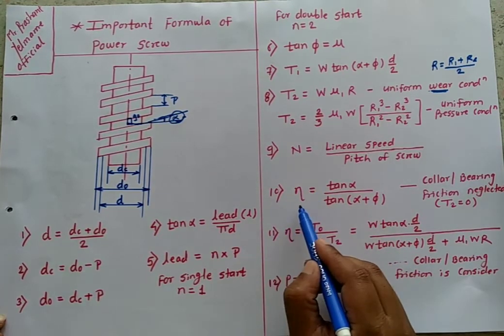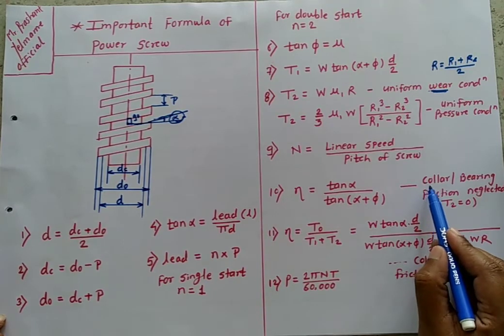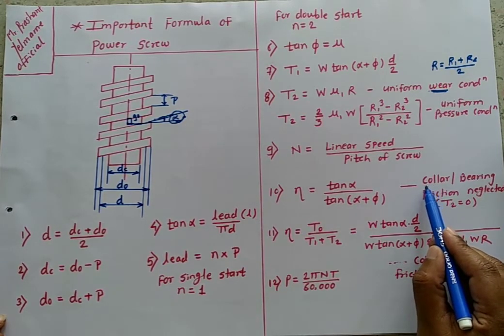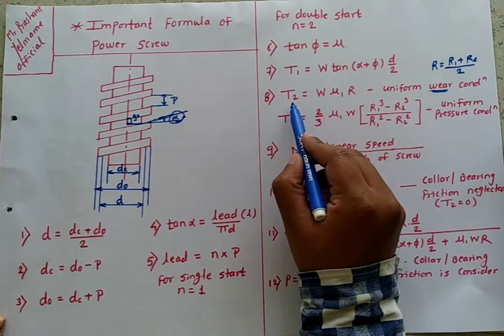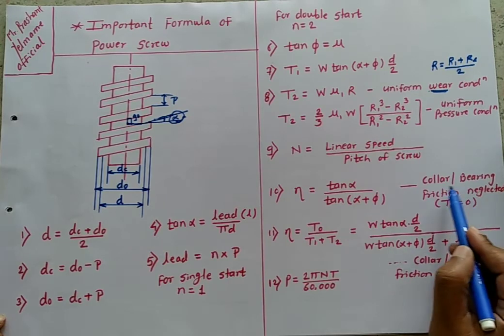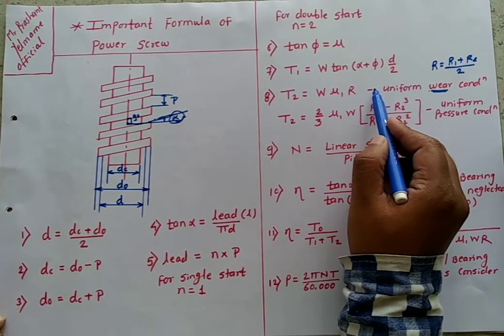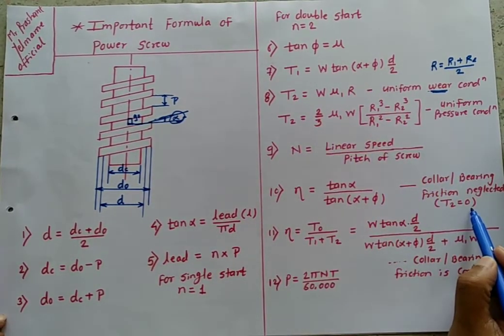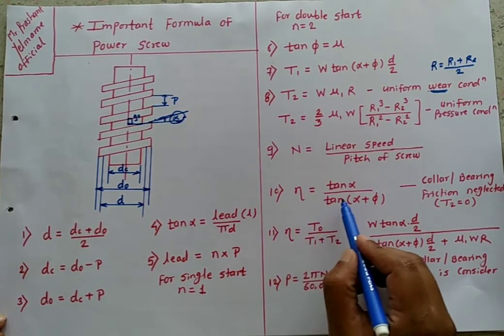Then the tenth formula, eta. Eta is the efficiency of power screw. Whenever a condition in a problem statement says collar or bearing friction is neglected, our T2 is equal to 0. We know that the formula of T2 is W mu1 R. In case of no friction between collar and bearing, mu1 goes to 0, due to which T2 also becomes 0. So in that case, the efficiency of power screw is calculated by using this formula.